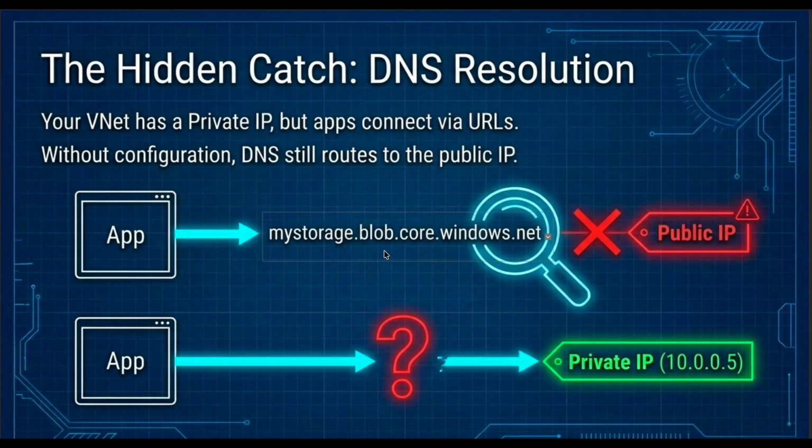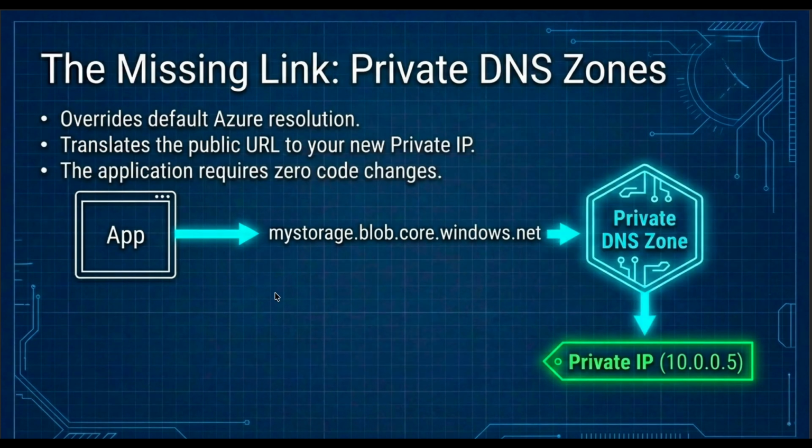So suppose we create a private endpoint, Azure assigns an IP, but applications don't usually connect using IP addresses. Applications connect using DNS names. For example, your mystorage.blob.core.windows.net would have a public IP, and without additional configuration in our application, the DNS still returns the public IP address and the connection would fail. To fix that, Azure uses private DNS zones, and private DNS zones allow Azure to override DNS resolution. That means instead of going to the public IP, now it will go to the private IP address.